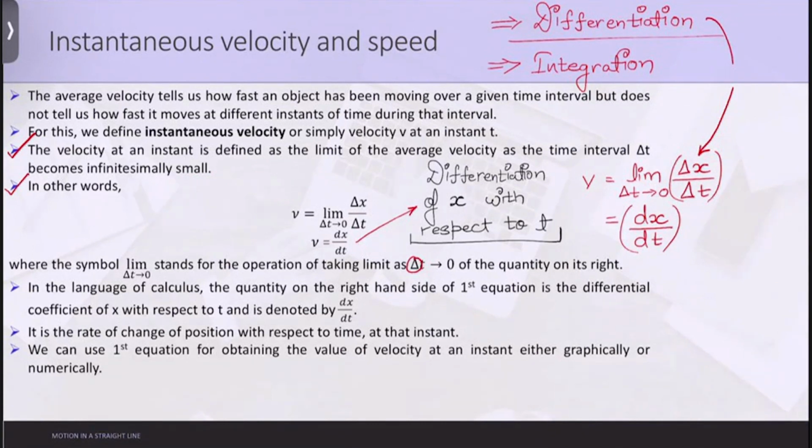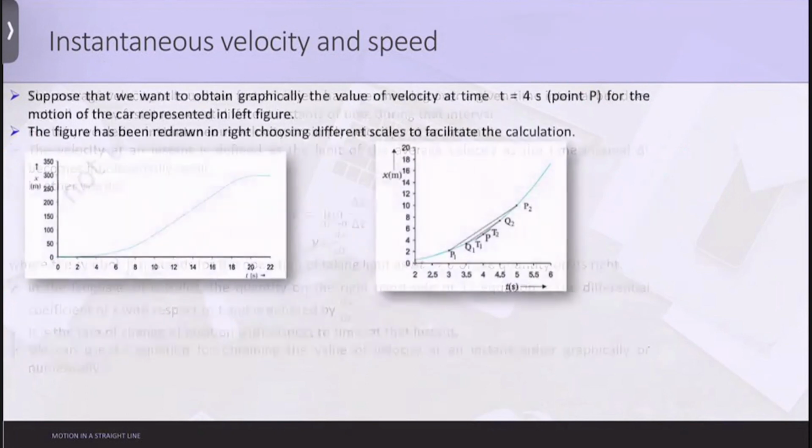So in the language of calculus, the quantity on the right hand side of the first equation is the differential coefficient of x with respect to t, and is denoted by dx by dt. So we can use the first equation for obtaining the value of velocity at an instant, either graphically or numerically. We will understand how to do these things in the examples in our slides. Let's begin with the next discussion now.